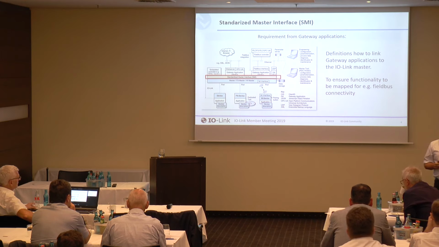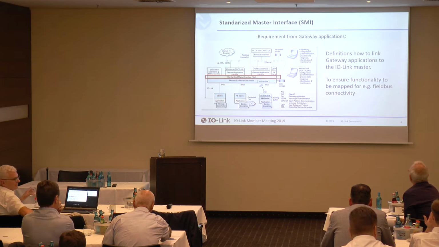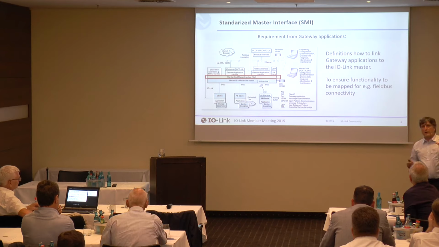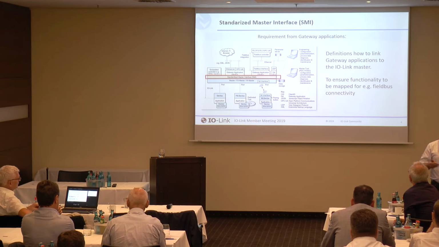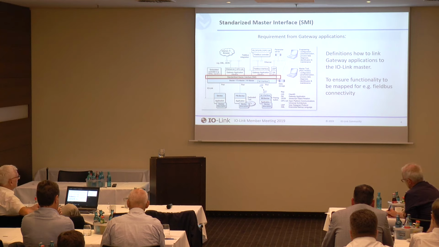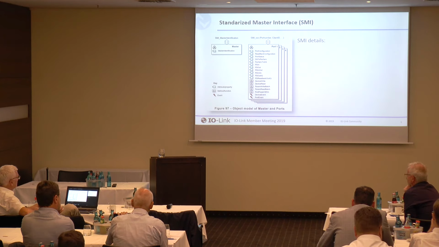Regarding this, we want to ensure functionality. The standardized master interface defines some functionality which is mandatory to be mapped to the gateway application, maybe to map to the Profinet adaptation, maybe required to adapt to EtherNet/IP, or to OPC UA, or, as we will see later on, JSON or other servers. So we want to guarantee that functionality defined in the specification is mapped and can be seen from the outside world on the gateway side. Well, what is it in detail?